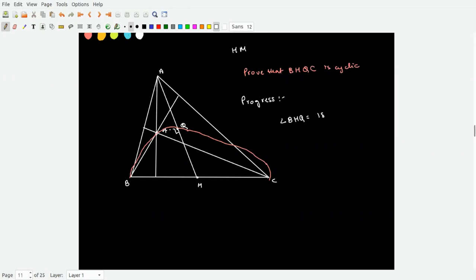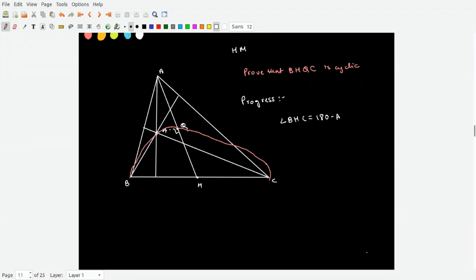So we know that angle BHC is 180 minus A. So you want BQC to be 180 minus A. Interesting. You know what's more interesting? If I reflect Q about M, then Q' lies on the circle, because M is the center, so it will lie. No, M is not the center.